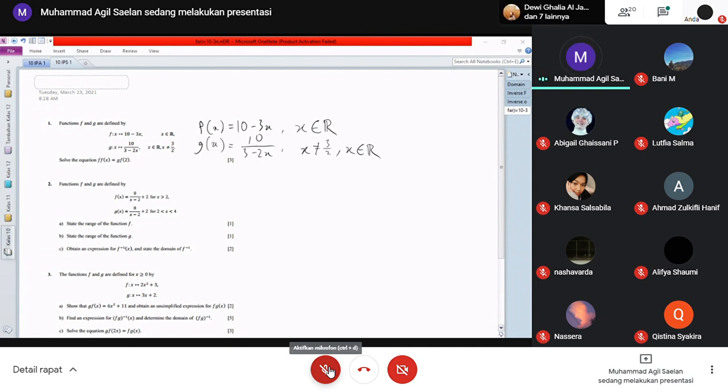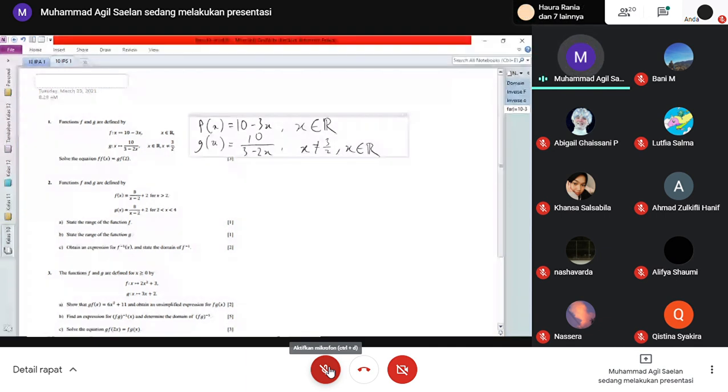So we have f of x and g of x. We know the functions, and we get this domain. X does not equal 3/2 because of the nature of the function. Because the function is a fraction, 10 over 3 minus 2x, so that the denominator is not 0, x must not be equal to 3/2.